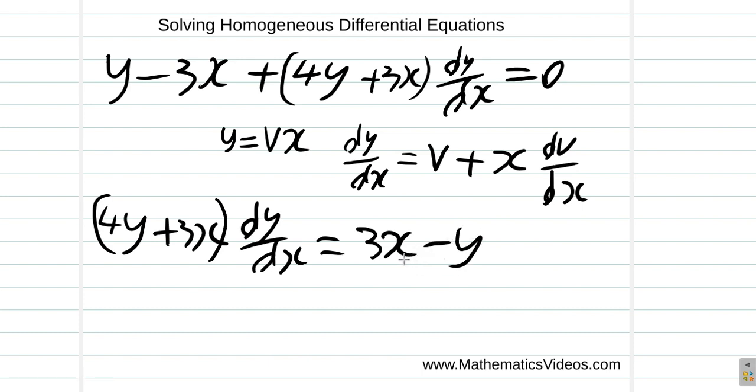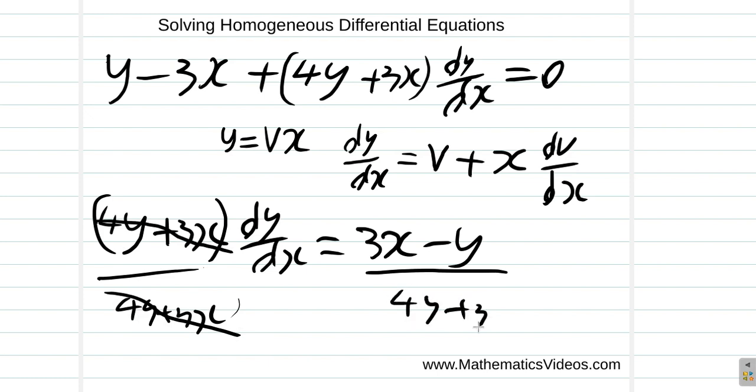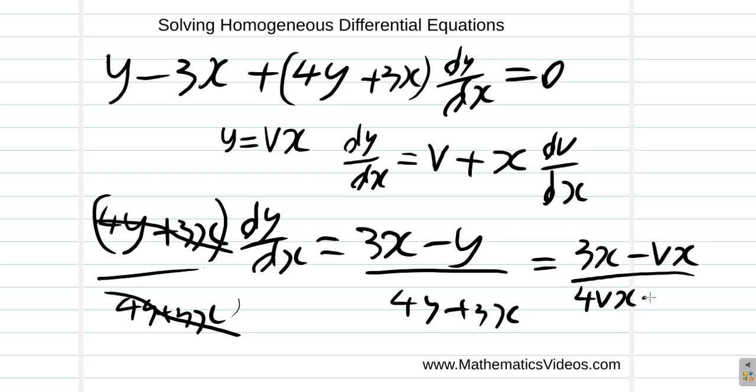Alright. Let's divide by 4y plus 3x, which would cancel itself here. Divide by 4y plus 3x. Good. Now remember that y is equal to vx. So change these y's to vx. So 3x minus vx over 4y, that's 4vx plus 3x. Alright?